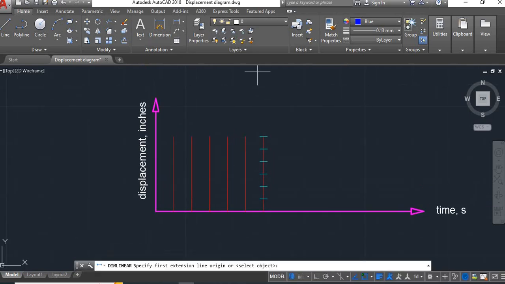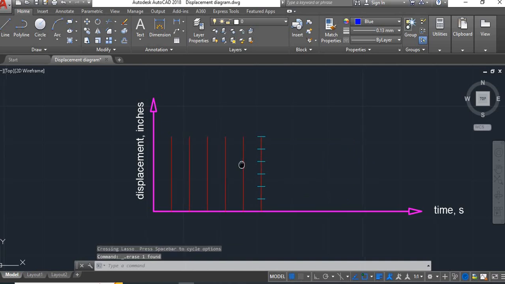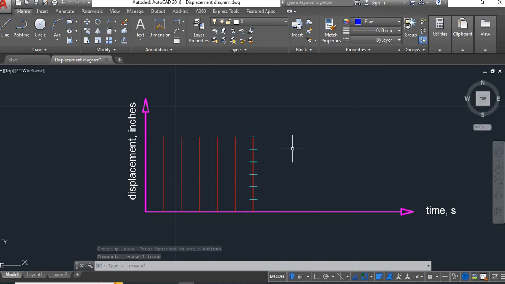Okay, then if we measure the displacement, this is 1 inch. Right. Okay. So since this is 6 vertical lines, we have 6. We also have to divide the last line into 6, so we see the cyan lines.